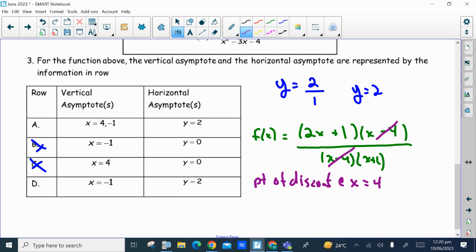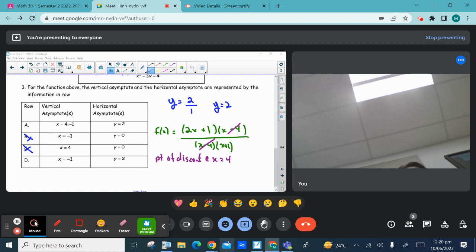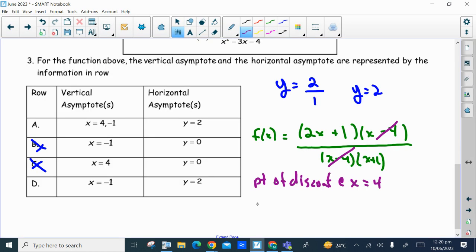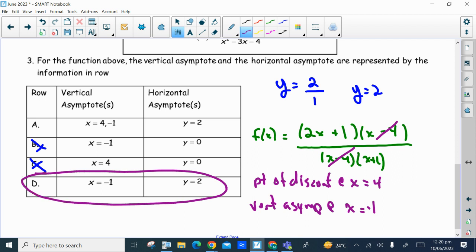But what we're asked for is where is the vertical asymptote, and that comes from the fact that there's still a factor of x plus 1 on the bottom. Because there's still that x plus 1 on the bottom, our vertical asymptote will be at x equals -1. That's the non-permissible value, so that's why D is the answer. A is saying that you have a vertical asymptote at x equals 4 as well, but that's not true. That's where our point of discontinuity is. It's still a non-permissible value for x. It's still a restriction, but it's not an asymptote.